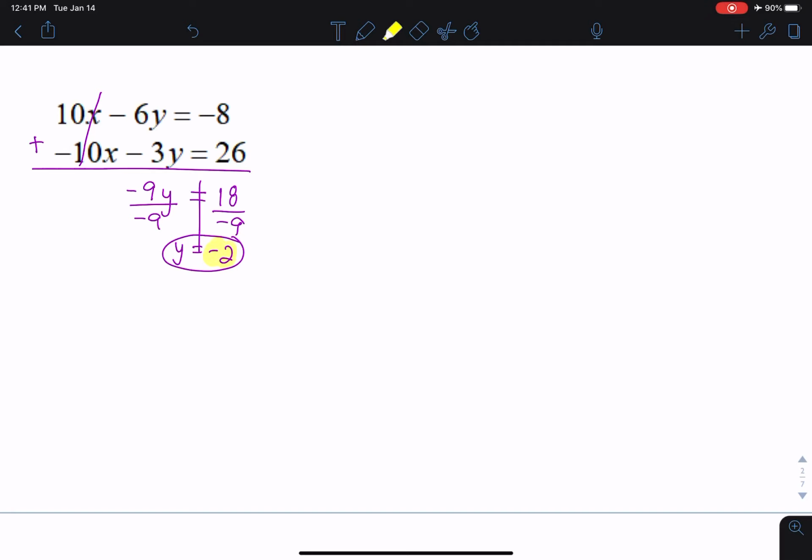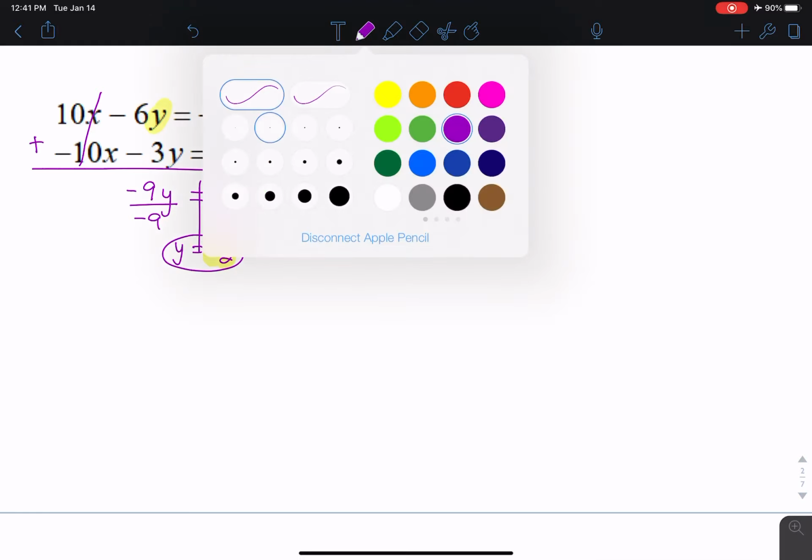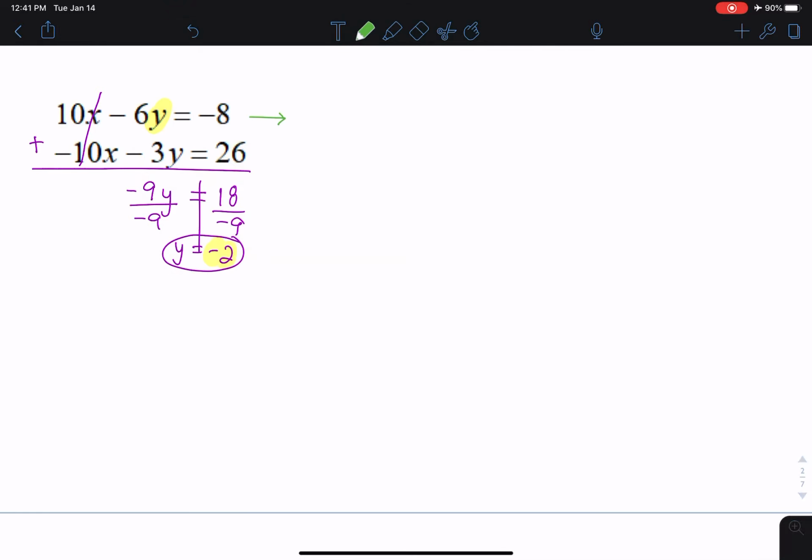Use the negative 2. Pick one of the equations to put it into. I'm going to go with the top equation. So copy it over. 10x's minus 6, instead of y, I'm using negative 2, equals negative 8. So 10x plus 12. Negative 6 times negative 2 is 12.